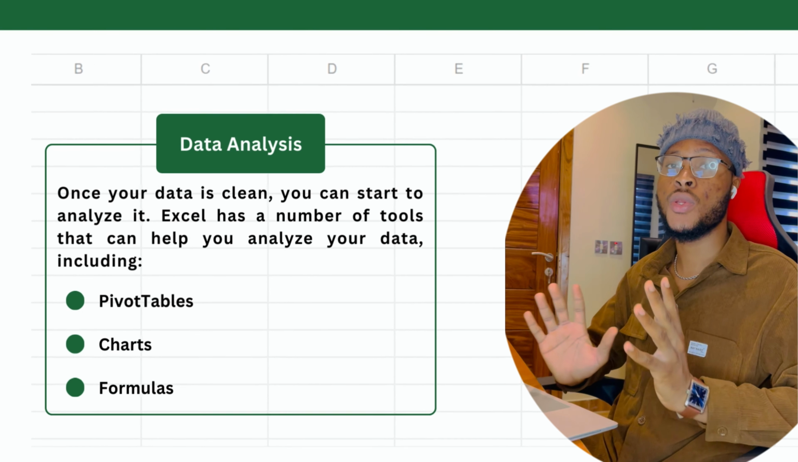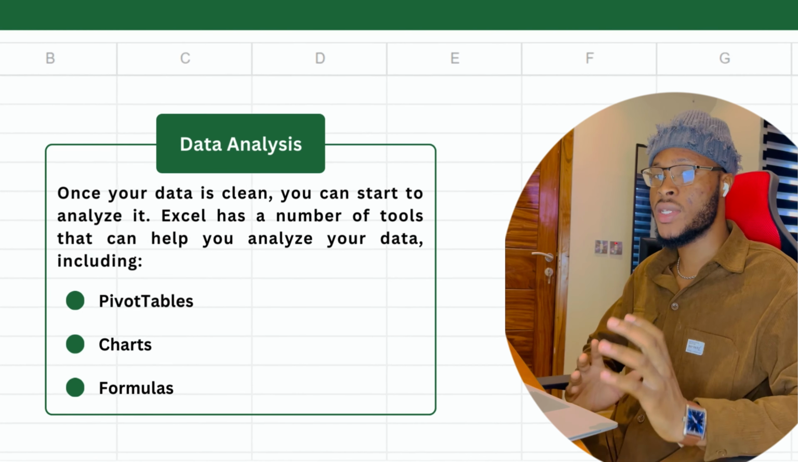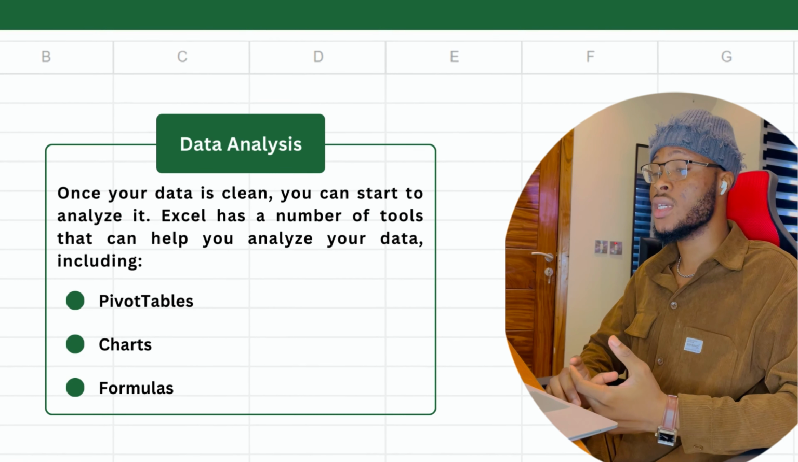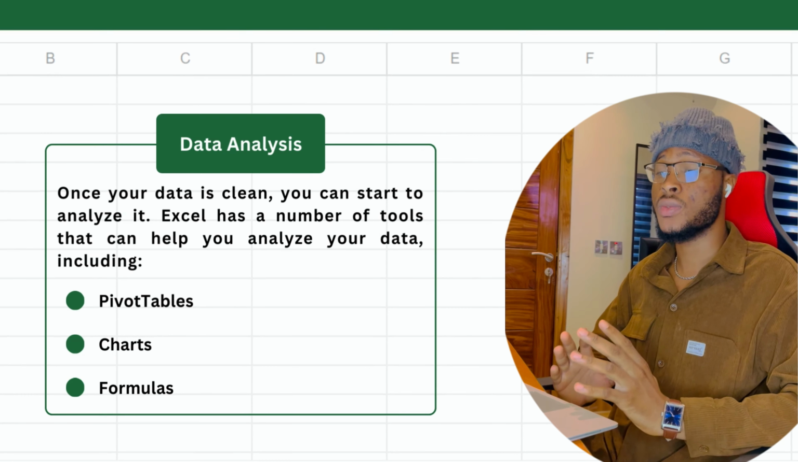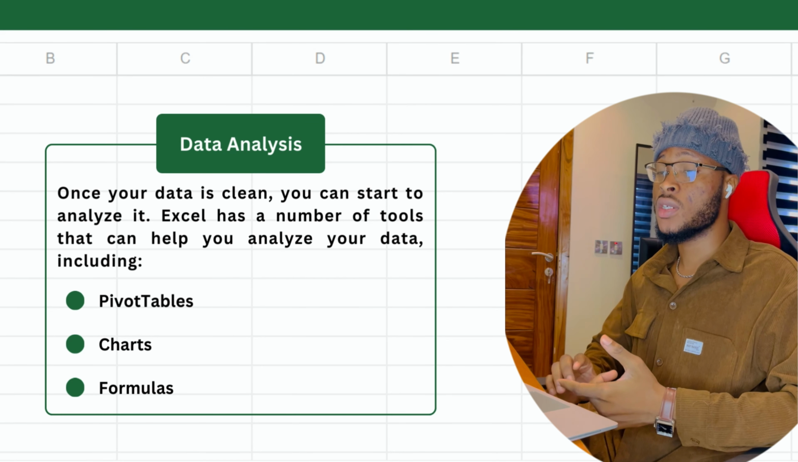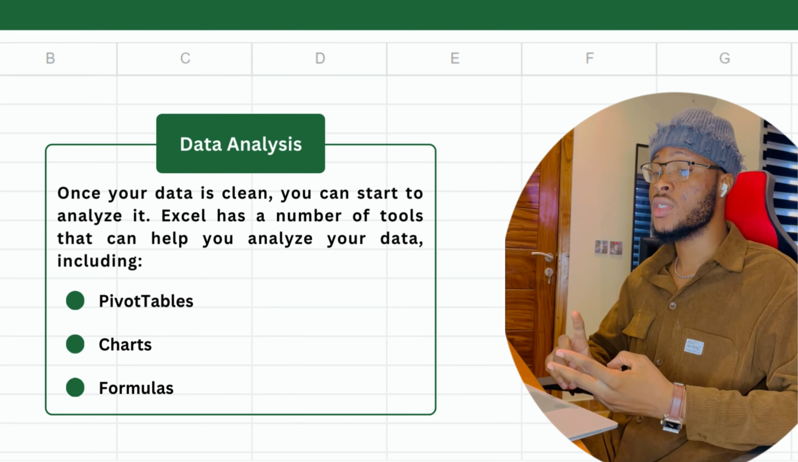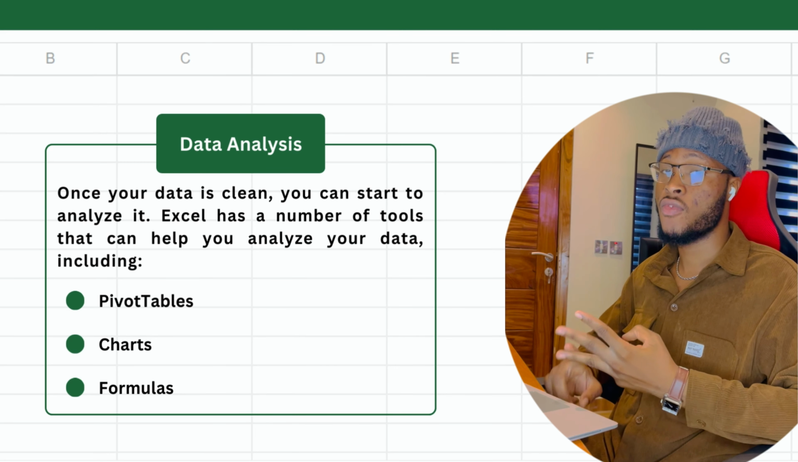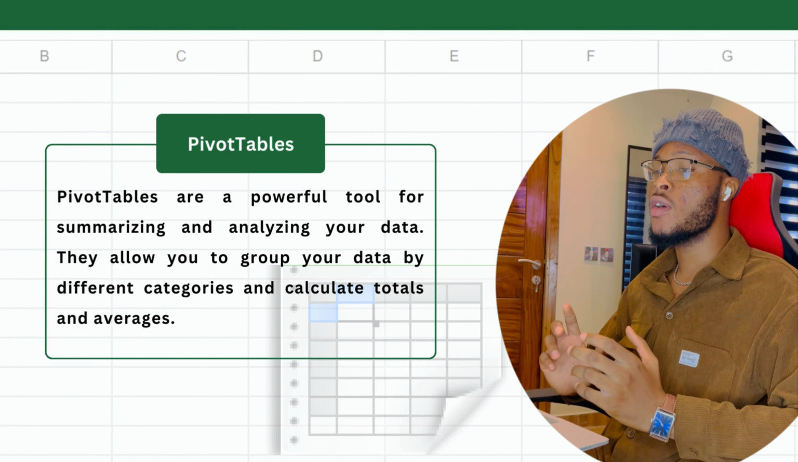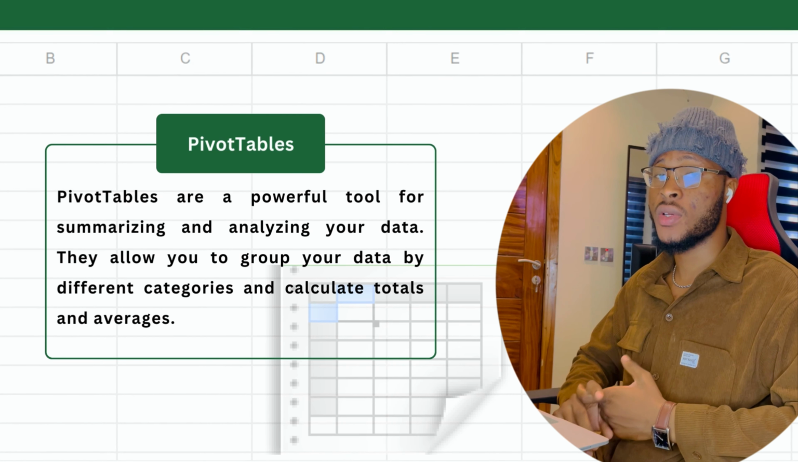Now, after you're done cleaning your data, the next step is data analysis. For data analysis, Excel has a number of tools that can help you analyze your data, which includes pivot tables, charts, and formulas. Pivot tables are a tool for summarizing and analyzing your data.